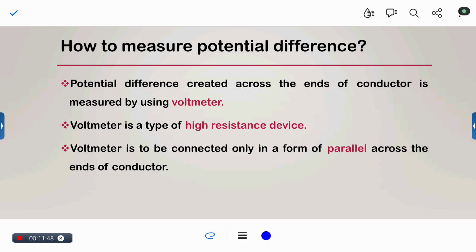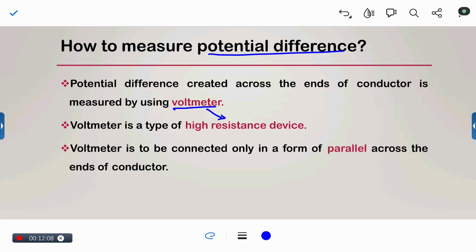We already learned how to measure the current. By using what device do you measure the current? The same way, the potential difference can be measured by using the device called a voltmeter. And what type of device is it? A voltmeter is a high resistance device, whereas an ammeter is a low resistance device.